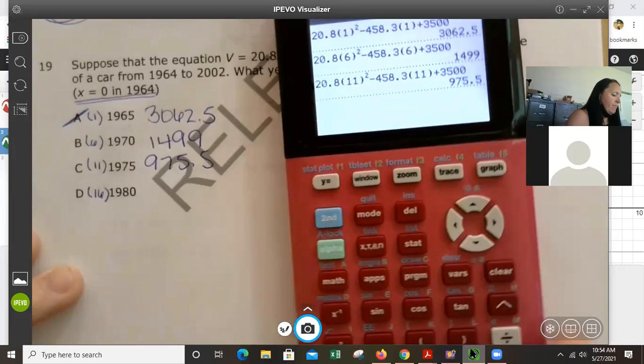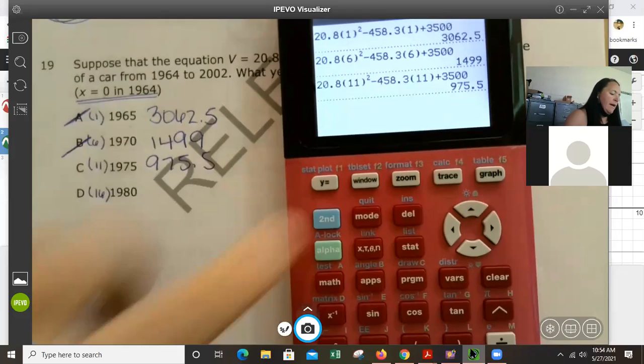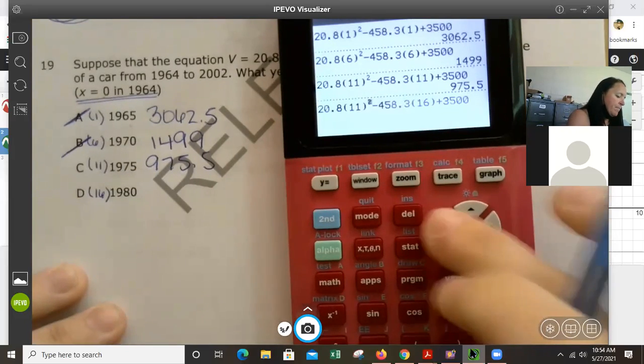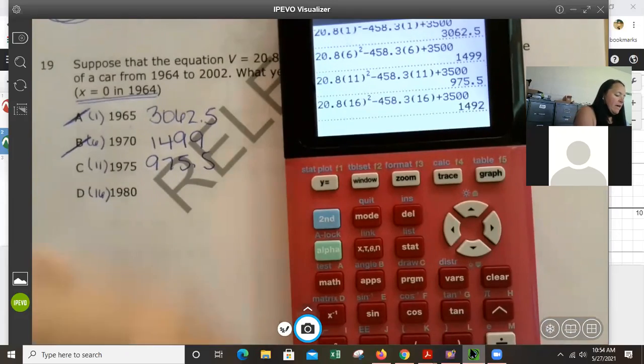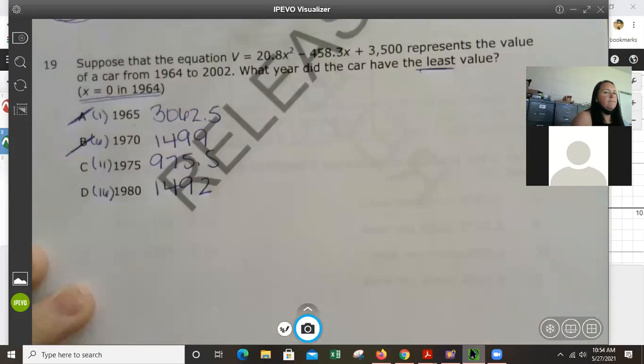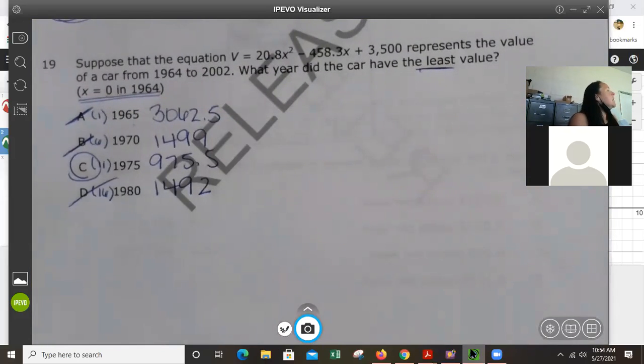Is everybody good? So we know it's not this one. Now let's try 16. We get 1492. Which one's the least? That's your answer. So again, not a hard problem, just takes a little longer, because they don't ever just ask one question, they ask 50.